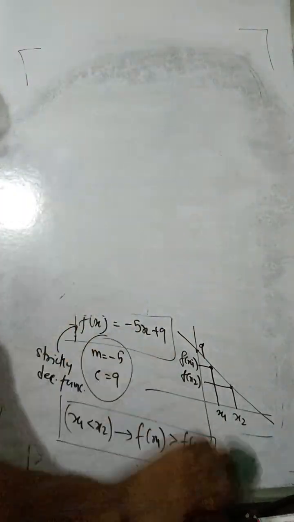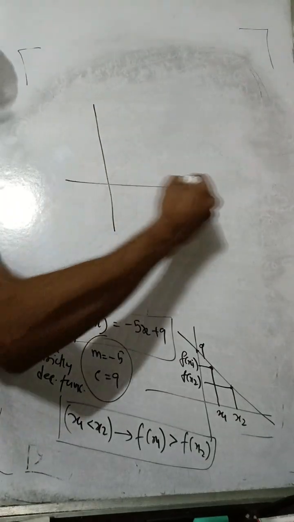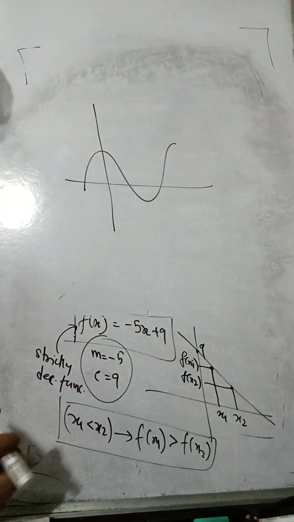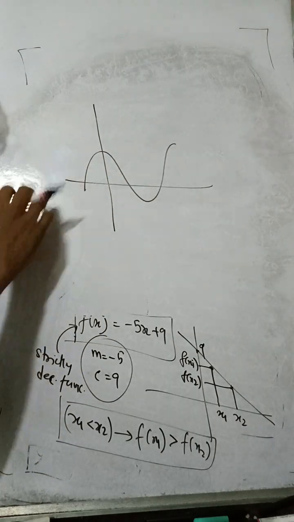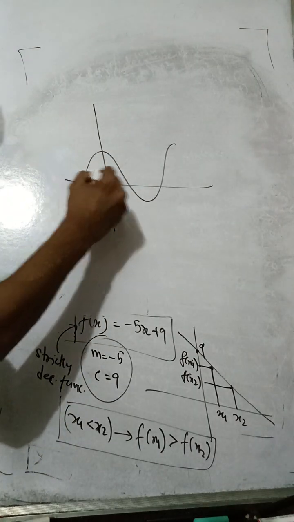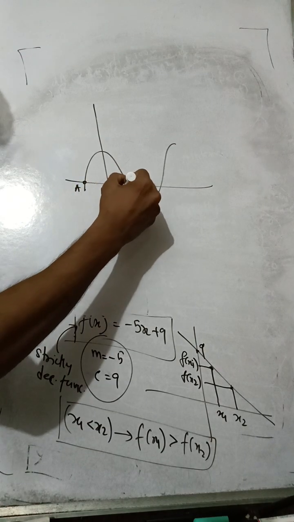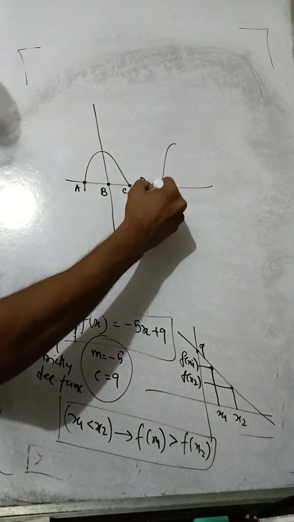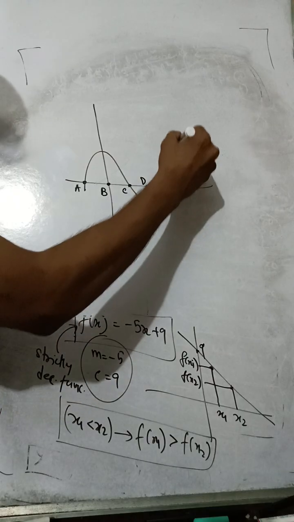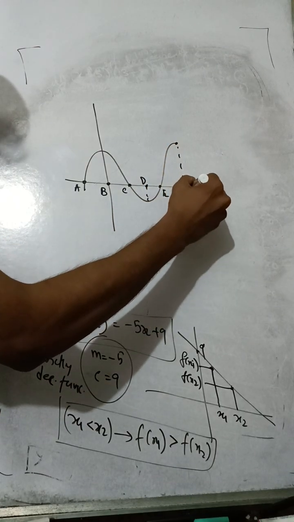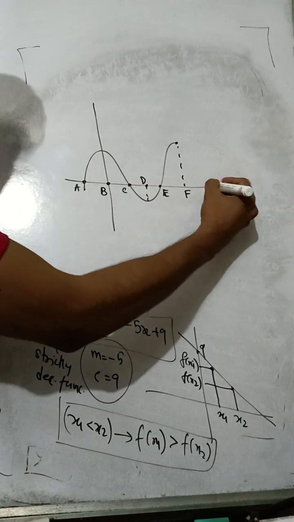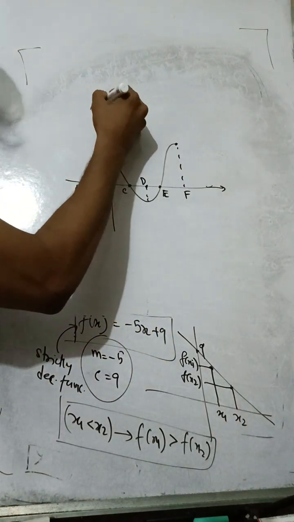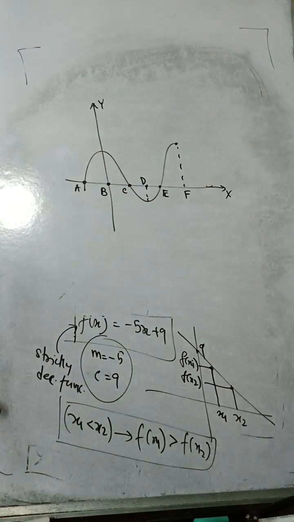Suppose you have a curve like this. Now look at this curve. Suppose this point is A, this point is B, this point is C, this point is D, this is E, and this is F. Now all these points are basically on the x-axis.